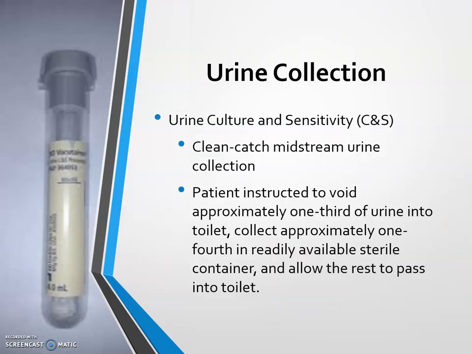Urine culture and sensitivity, also referred to as C&S. It's a clean catch midstream urine collection. The patient is instructed to void approximately 1/3 of the urine into the toilet and collect approximately 1/3 in a readily available sterile cup and allow the rest to pass into the toilet. We instruct the patient to clean the genital area with a soapy towelette and not to let the cup touch any area outside the genital area due to contamination.